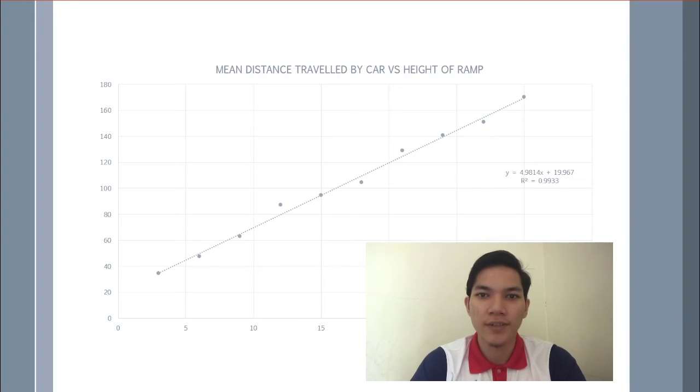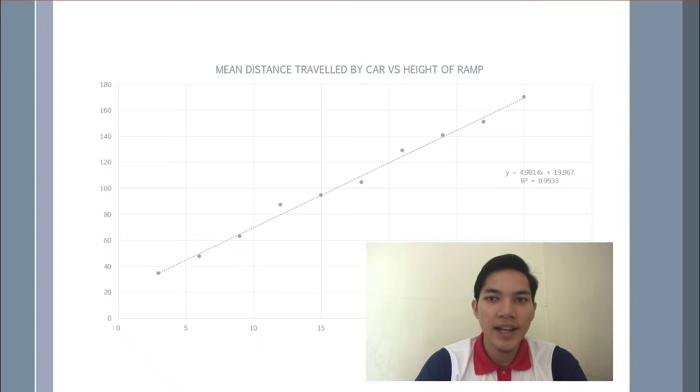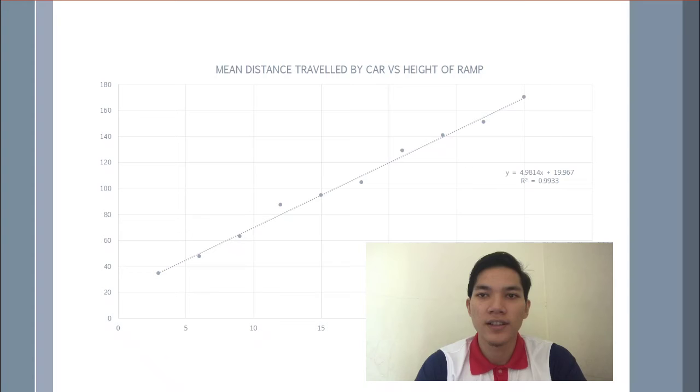This is the graph for mean distance traveled by car versus height of ramp, and this line is the least squares regression line. And that is all from me.